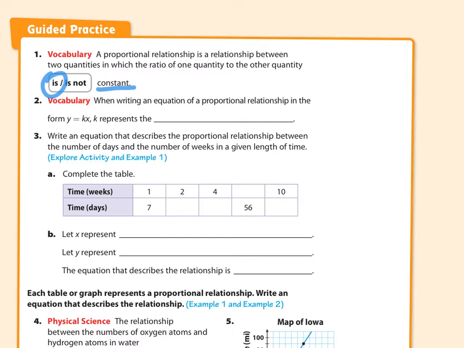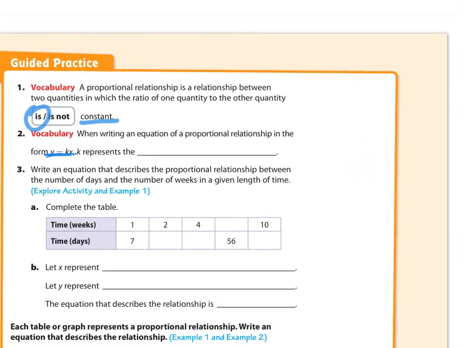Now, if we're writing the equation of a proportional relationship in the form of y equals kx, then what does k represent? Constant of proportionality. That's something that we wrote in our notes. This is just reviewing what we just talked about. So, yes, k represents the constant of proportionality. Why it's a k, I have no idea.